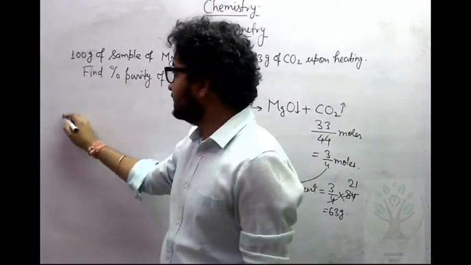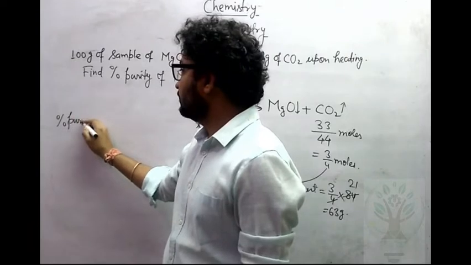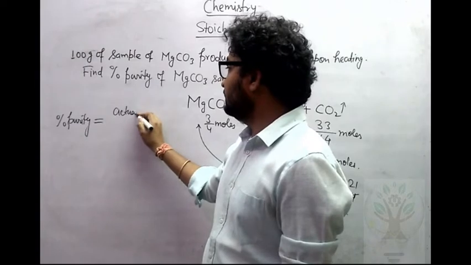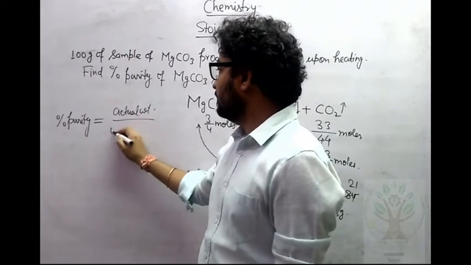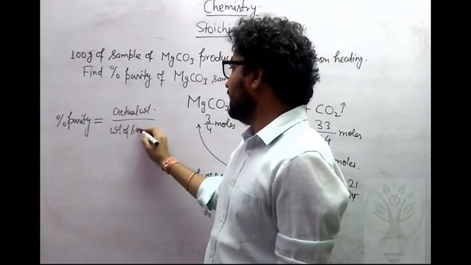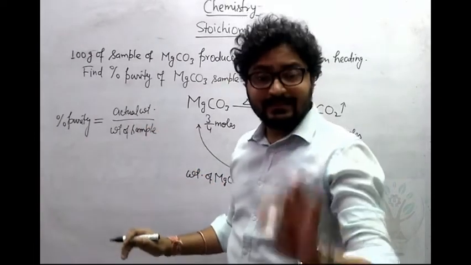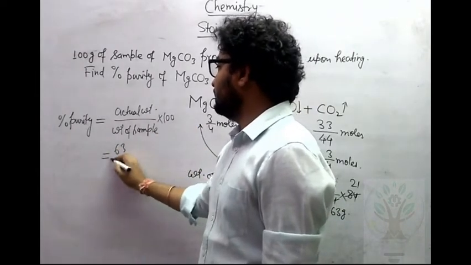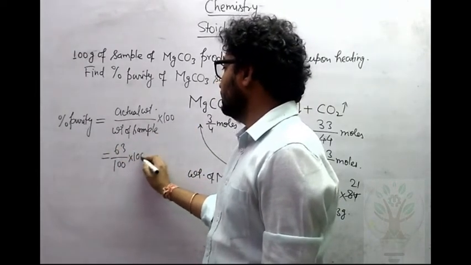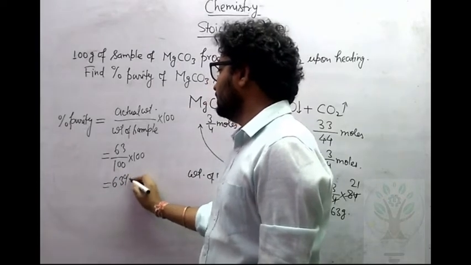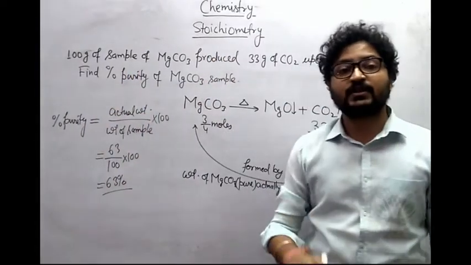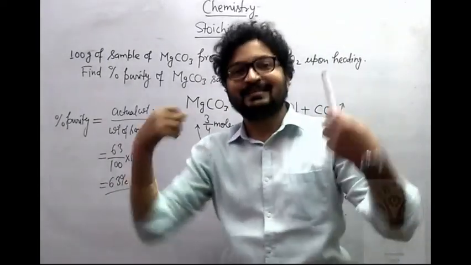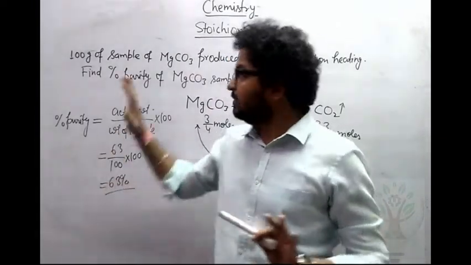Where? In 100 gram of sample. Now, since they ask about percent purity, how will we calculate percent purity? We will calculate actual weight upon weight of sample. Actual weight of what? Actual weight of exact pure sample, multiplied by 100. So it is coming as 63 by 100 multiplied by 100, which is 63%. So out of this 100 gram, you have just 63 gram of pure MgCO3. The rest 37 gram is dirt, sand, it could be anything, but MgCO3.